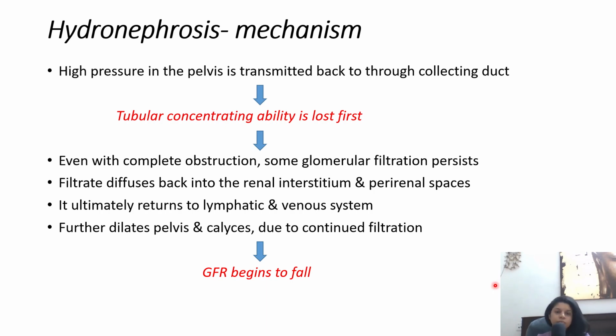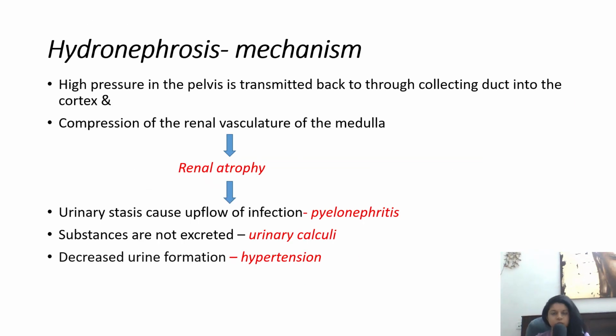And then obviously glomerular filtration rate will fall as the dilatation progresses. I said tubules are affected and later on glomerulus also will be affected. When glomerulus is affected, glomerular filtration rate will fall. And then, because of these compressions, when the dilated pelvicalyceal system expands and expands, the arteries in the periphery or in the cortex will get compressed, and then it will lead on to renal atrophy completely.